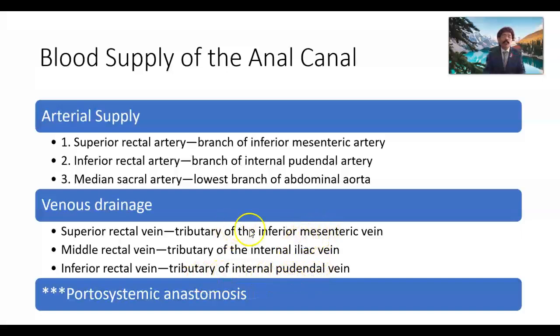This is portal circulation. There is free anastomosis in the wall of the anal canal. We call it portosystemic or portocaval anastomosis. Okay, this will be very prominent in patients with cirrhosis of the liver or any other cause of portal hypertension.